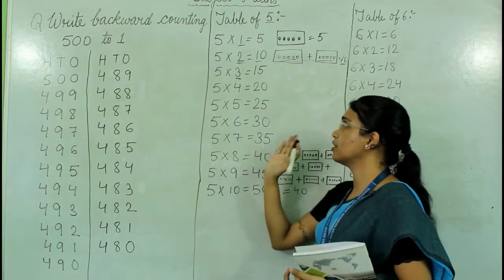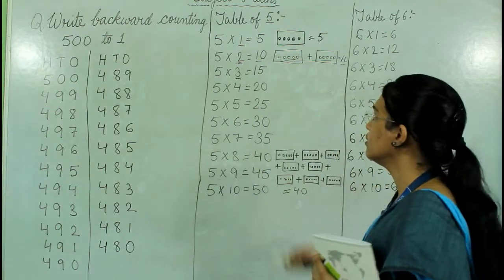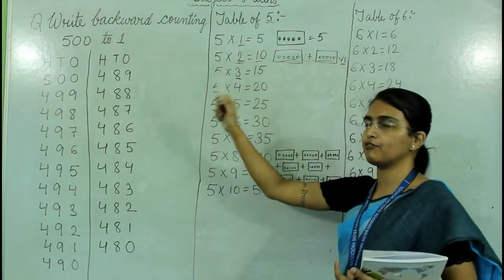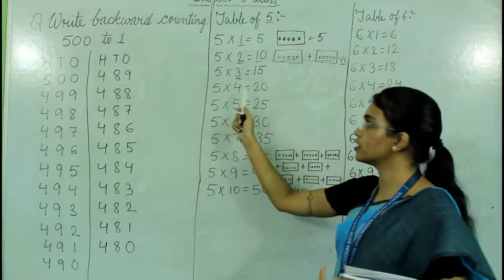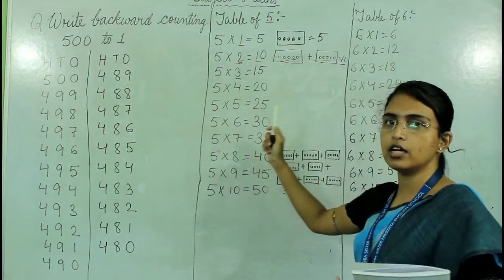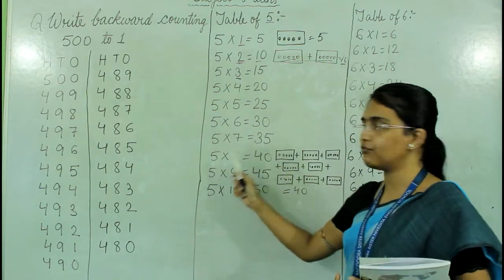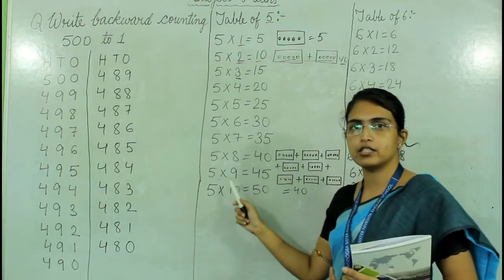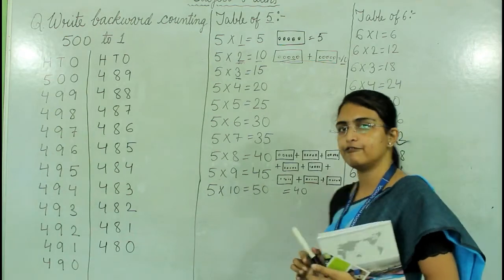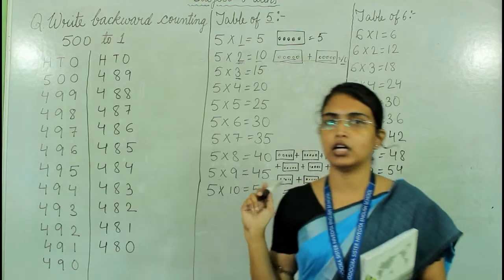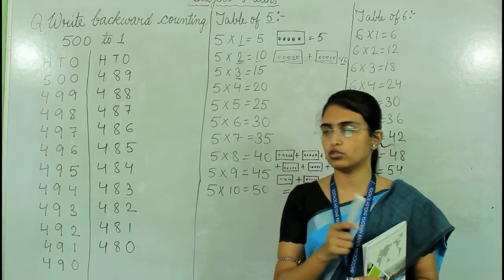Now, learn the table of 5. Again, repeat with me the table of 5. 5 ones are 5, 5 twos are 10, 5 threes are 15, 5 fours are 20, 5 fives are 25, 5 sixes are 30, 5 sevens are 35, 5 eights are 40, 5 nines are 45, 5 tens are 50. Okay? Now, you have to learn all the tables from 2 to 5.